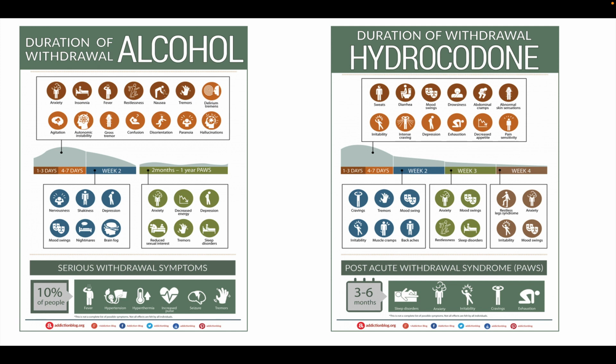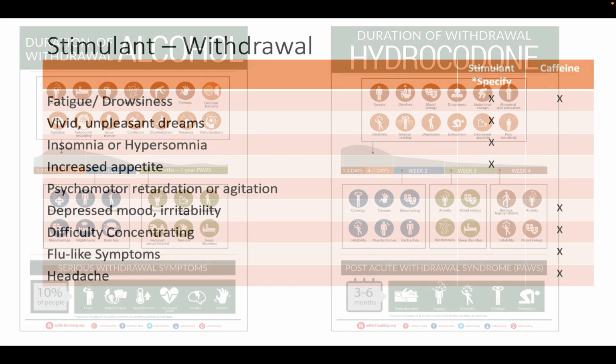So for the duration of alcohol withdrawals, you can see the different timelines of when those withdrawals start to be experienced. The serious withdrawals for alcohol can include fever, hypertension, hypothermia, increased pulse, seizures, and tremors. 10% of people experience those withdrawal symptoms. For hydrocodone, you can see that there is a post-acute withdrawal syndrome, or PAWS, which includes sleep disorders, anxiety, irritability, cravings, and exhaustion, which can happen anywhere from 3 to 6 months post their last use of hydrocodone.